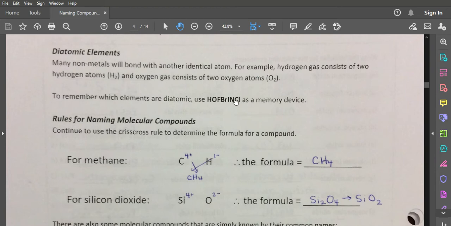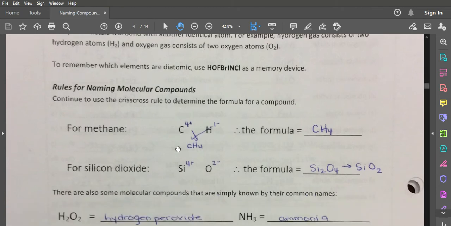So this is kind of our memory device for it, and I call it Hofbrinkel. So hydrogen, oxygen, fluorine, bromine, iodine, nitrogen, and chlorine are the gases that can do this. All of these can be diatomics and just be like an N2 gas or Cl2 gas. So not everything can do it, just this exclusive group. The rest we'll name using these rules.